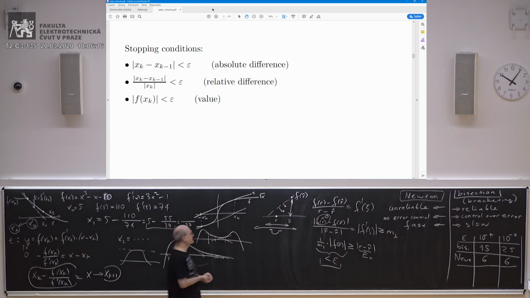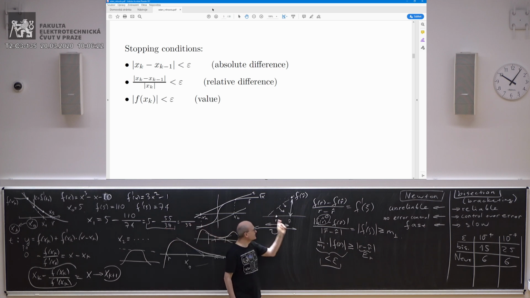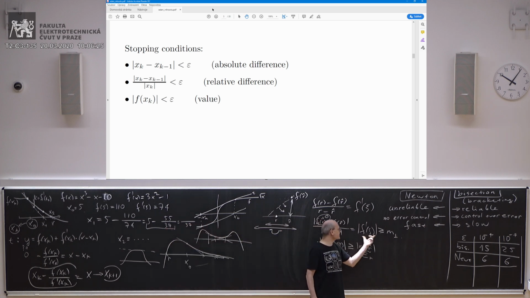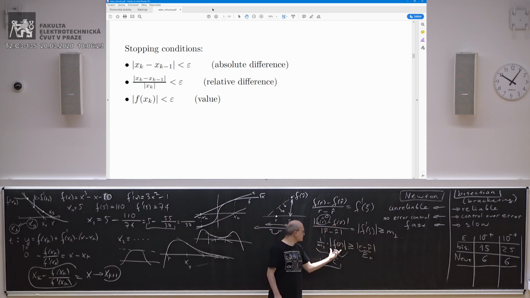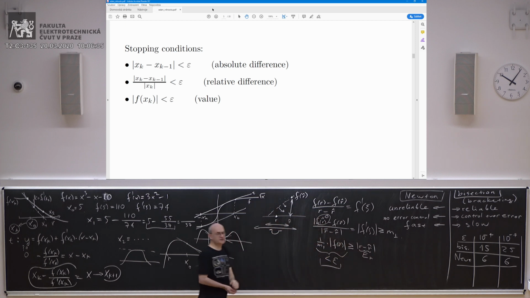What we don't really like in all these pictures is flat functions. First of all, if the function is flat, then we cannot make a good bound on the derivative from below. And the relationship between the value and the error gets really murky. There could be a big difference between them, so the last condition doesn't really work well.